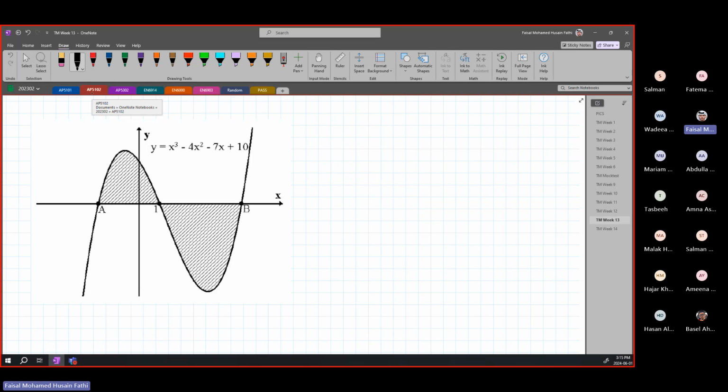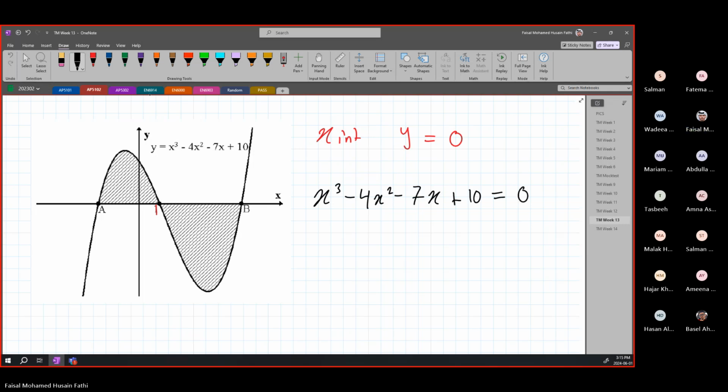So you cannot just use mod 3 to solve this. But in this case, they gave you this point is equal to 1. So the way to solve this is, again, the same exact concept, which is the x-intercept, when y is equal to 0. So we know that this whole equation, x cubed minus 4x squared minus 7x plus 10, is equal to 0.